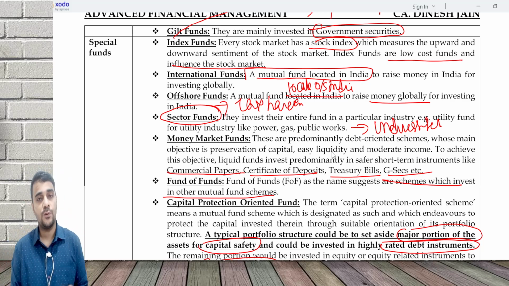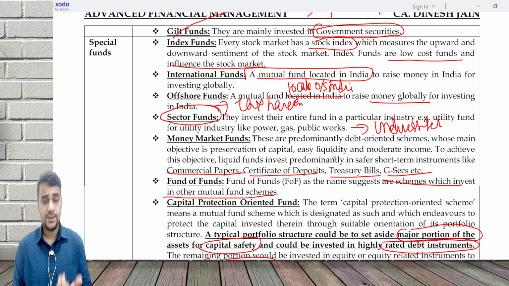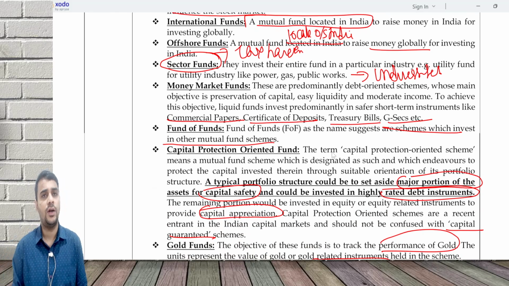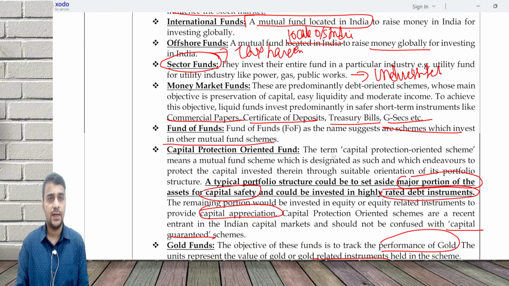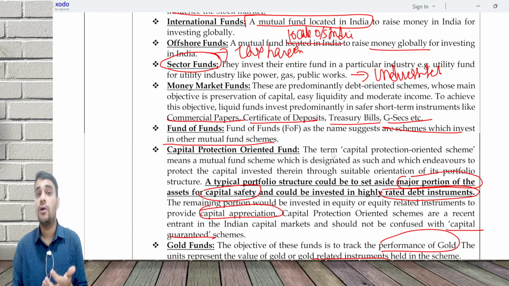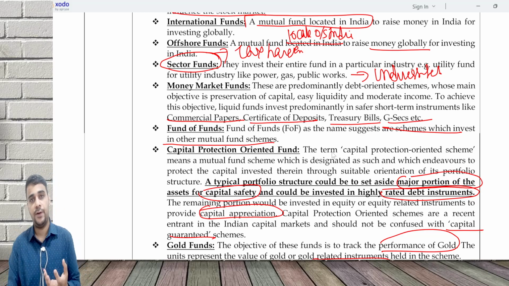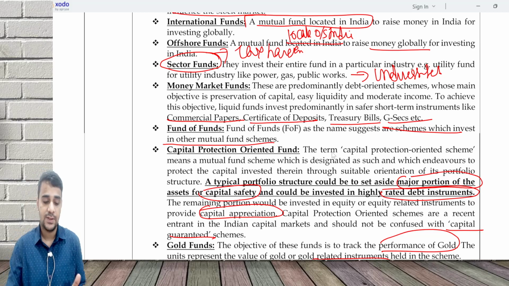Sector fund will invest in only one specific sector, real estate or automobile, any specific sector. Money market is going to invest in short-term instruments. Fund of funds is investing in other funds which are there. Capital or protection oriented fund is focusing on protecting the capital by investing the bulk of the money, 80-90%, in safe securities. Balance, they will invest in some risky ones.